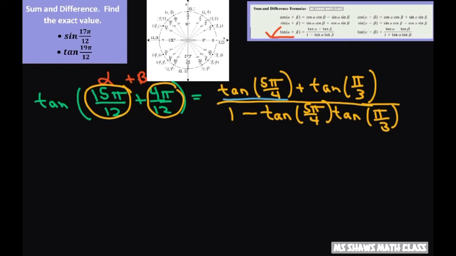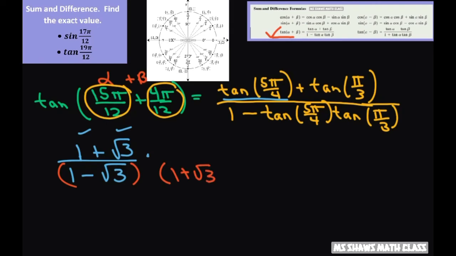So tan of 5 pi over 4 is 1, plus tan of pi divided by 3 is square root of 3. And then we have 1 minus, and then you just copy these two down and multiply. So it's 1 times square root of 3 is just square root of 3. We have to rationalize the denominator because you cannot have a radical in the denominator.